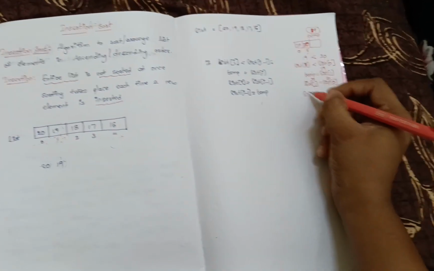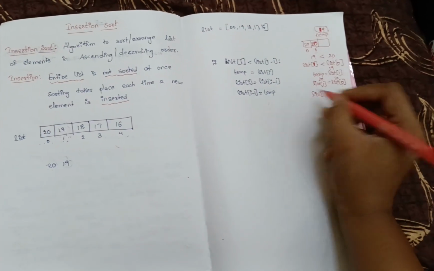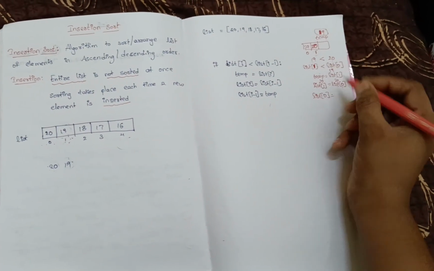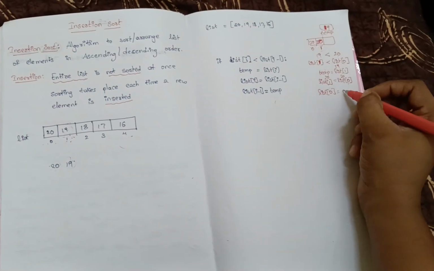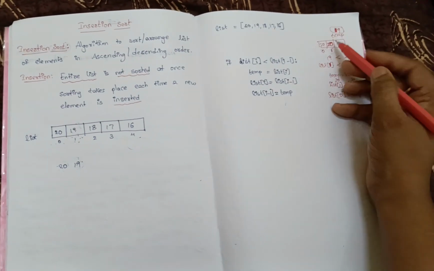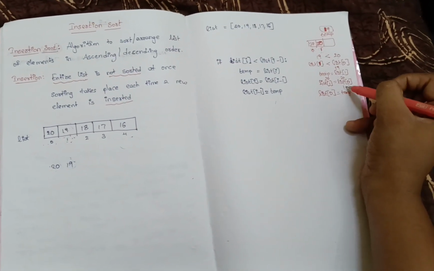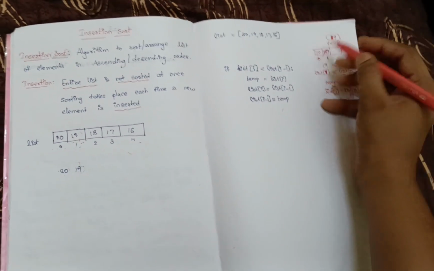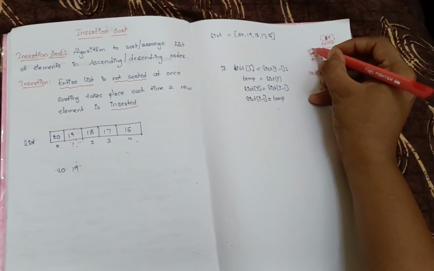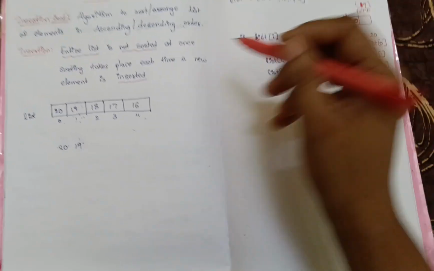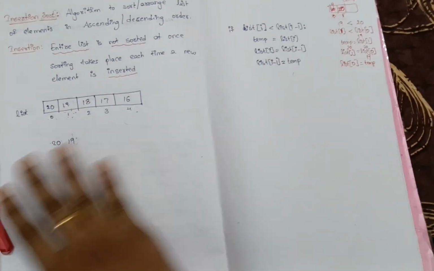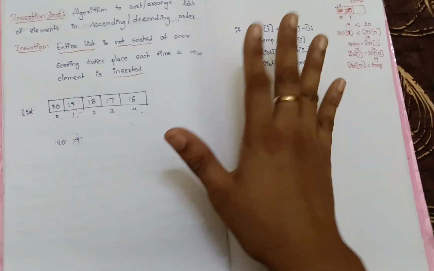After that I am doing list of I minus 1, 1 minus 1 is 0, list of 0. I am assigning the 0th index with the value temp. What is temp having? Temp is having 19. Now I am assigning 19 to the list of 0th place. Now 20 will be updated with 19. Now, did the swapping happen or not? This is what happened. The comparison and swapping is over.